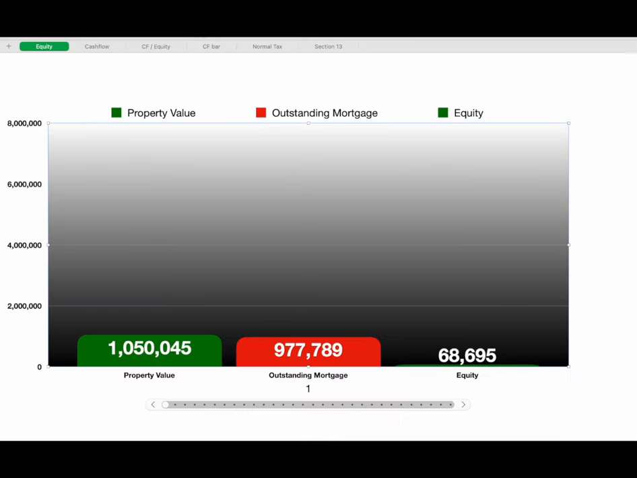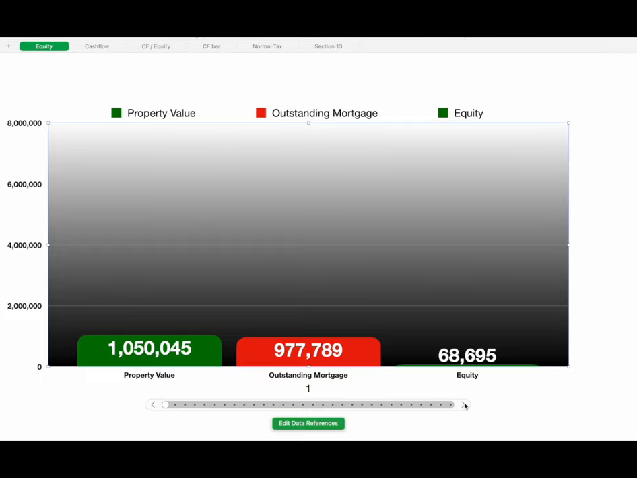Okay, quick explanation of equity. Equity is the difference between the property value and your outstanding debt. To simplify it, this is a 30-year mortgage, and we're going to look at our property value after year one and our outstanding mortgage. The difference between the two is my equity. So technically, it's a real value in the property.